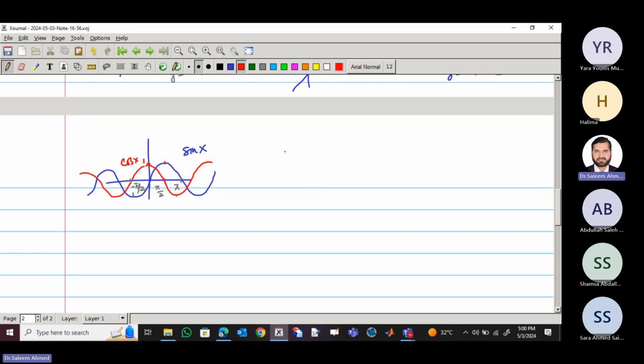Tangent is between minus pi by 2 and plus pi by 2. It goes to infinity, basically. It starts from 0 and goes to infinity. This is your tangent x between plus and minus pi by 2. So these types of graphs should be in your mind.